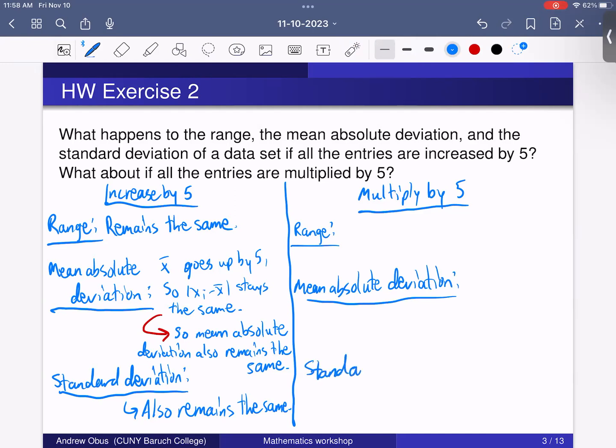Okay, so any questions on what happens when we increase everything by 5? Okay, so I'm going to go through the multiply by 5 kind of quickly, just because I want to make sure we have enough time to do the new topics for today. And I can't really run over today.